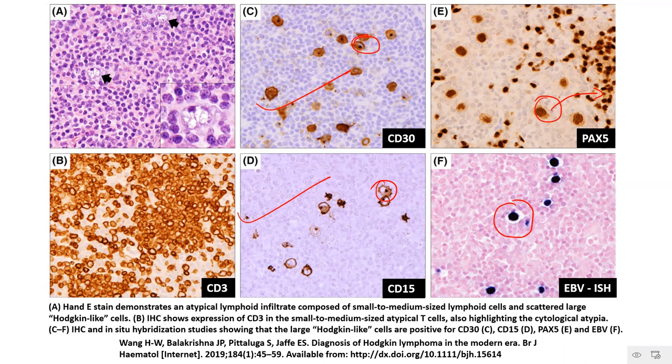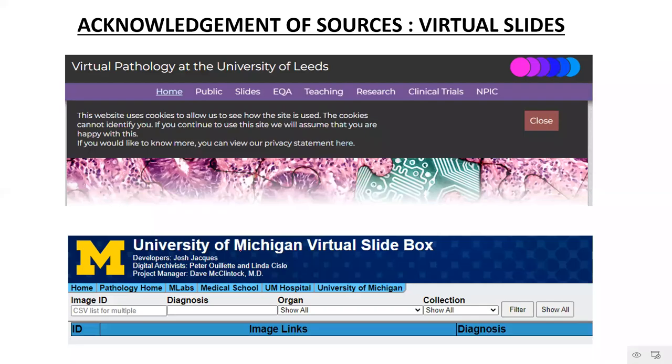In some cases, there will be a mixture of medium-sized, a bit atypical-looking T cells in the background, like you see over here. So you have this particular medium-sized cell background of CD3 cells. However, keep in mind that around 5% of the Hodgkin-Reed-Sternberg cells could also show aberrant expression of T cell antigen, out of which CD4 and CD2 would be the most common.